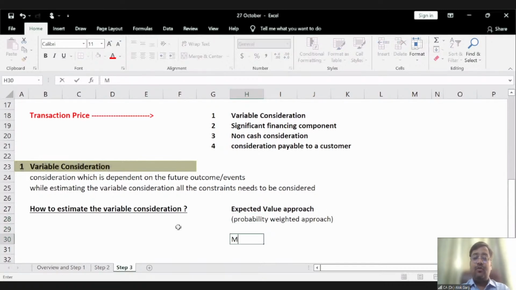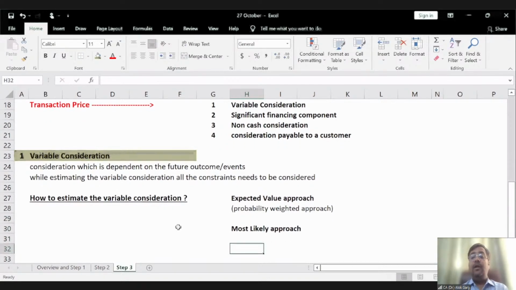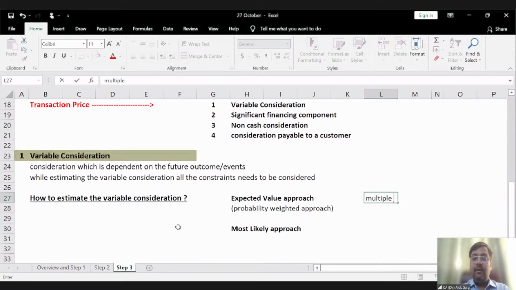And the second one is most likely approach. Most likely, whether it will happen or it will not happen. Most likely approach. Probability weighted approach, or most likely approach. So when this probability weighted approach will be used, it will be used when there are multiple outcomes of a single event.